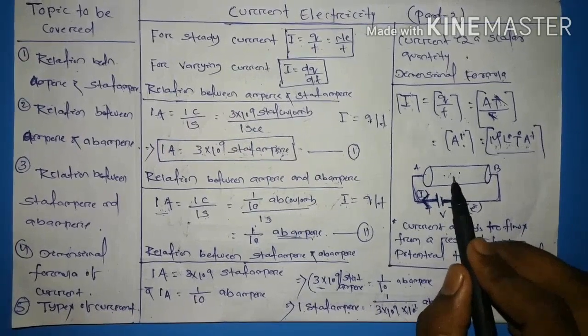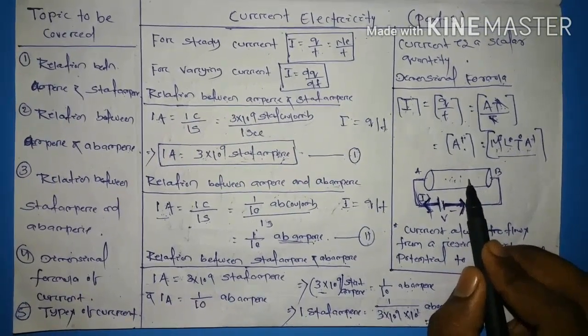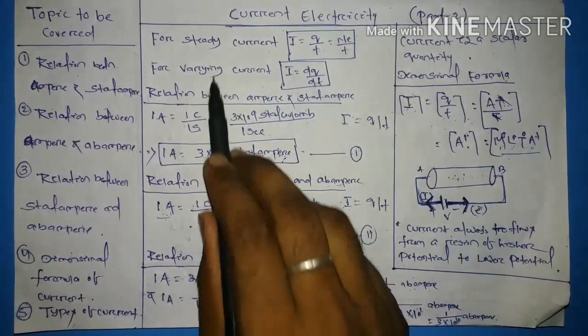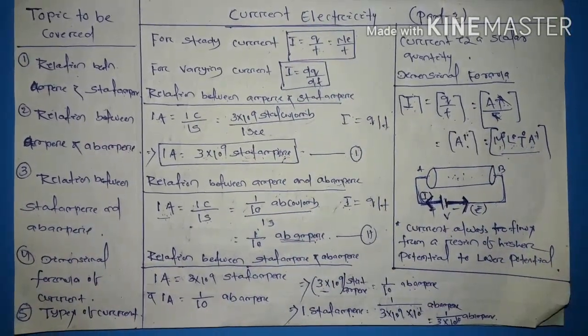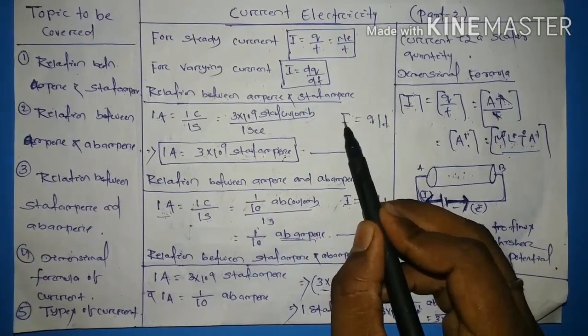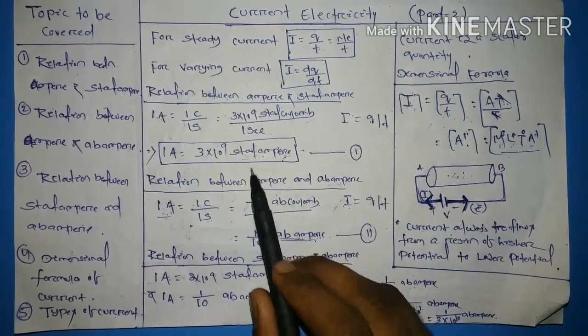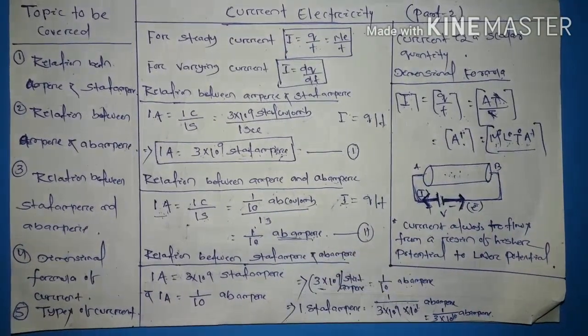For steady current, or if a current flowing through a conductor is steady, then I is equal to Q by T. For varying current, I is equal to dQ by dt. And in the SI system, current is measured in ampere. In CGS electrostatic, it is stat ampere, and in electromagnetic, it is abampere.